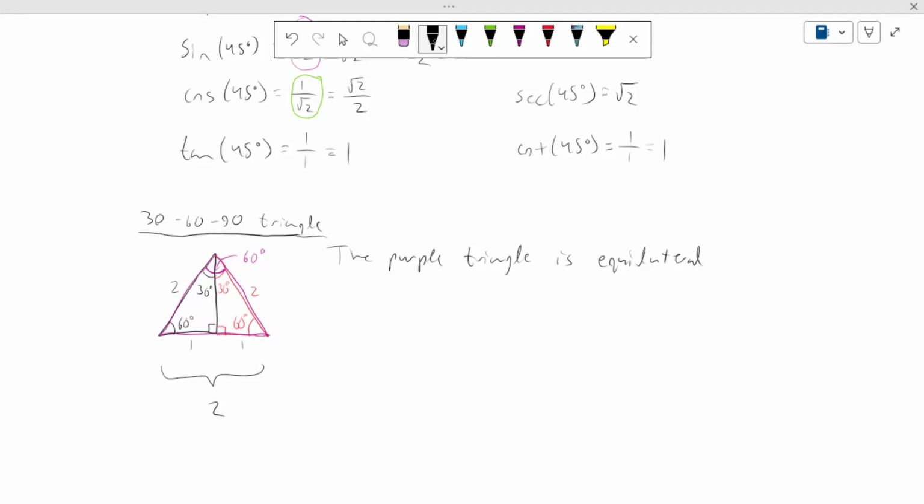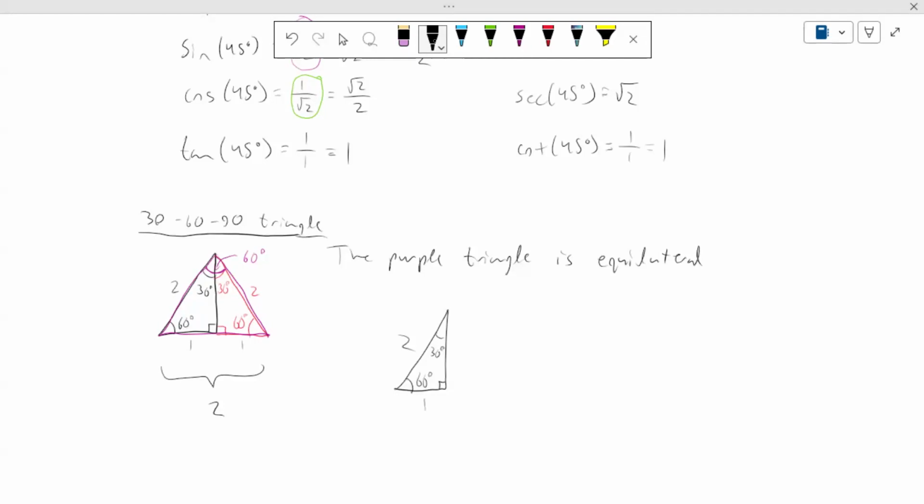All right. So now I'm going to redraw my black triangle, knowing what we have now. So my black triangle looks like this. This was a 60-degree angle. This was a 30-degree angle. This was of length 2. This was of length 1. And now I have enough information to use Pythagorean theorem to find the missing side length.